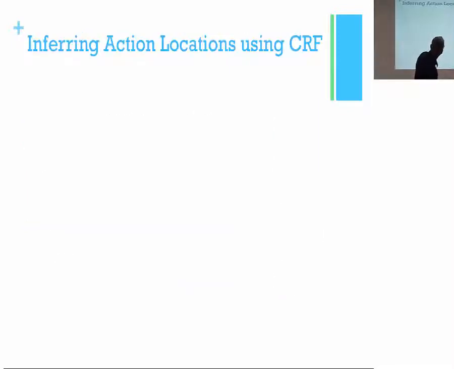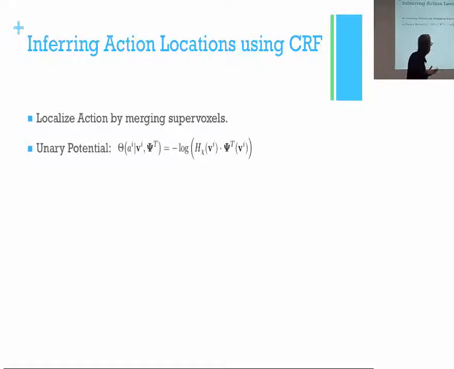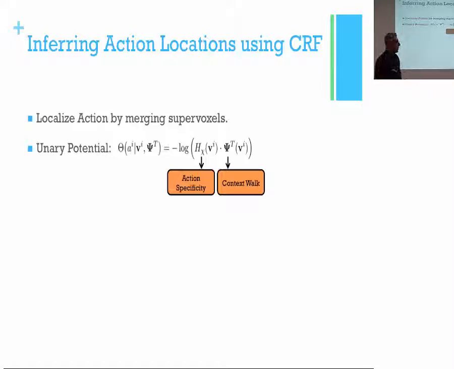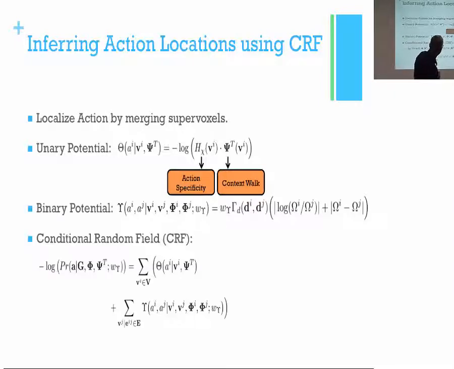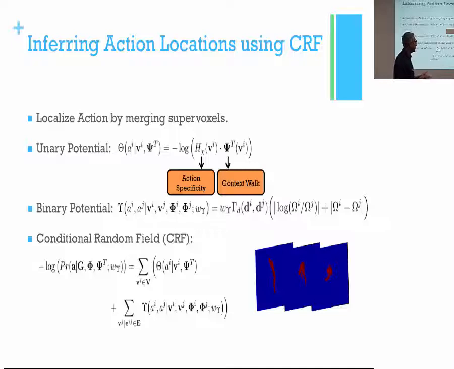Using these two confidences, we apply CRF, and we use that in our unary term for CRF, conditional random field. Here we have the action specificity as well as the context walk score. Combining these two as well as the binary function over here, we apply CRF to give us the final segmentation of these actions. Now we can have multiple segmentations for each one of them. We'll apply SVM to get a classification score. And that's how we get the localization in a testing video.